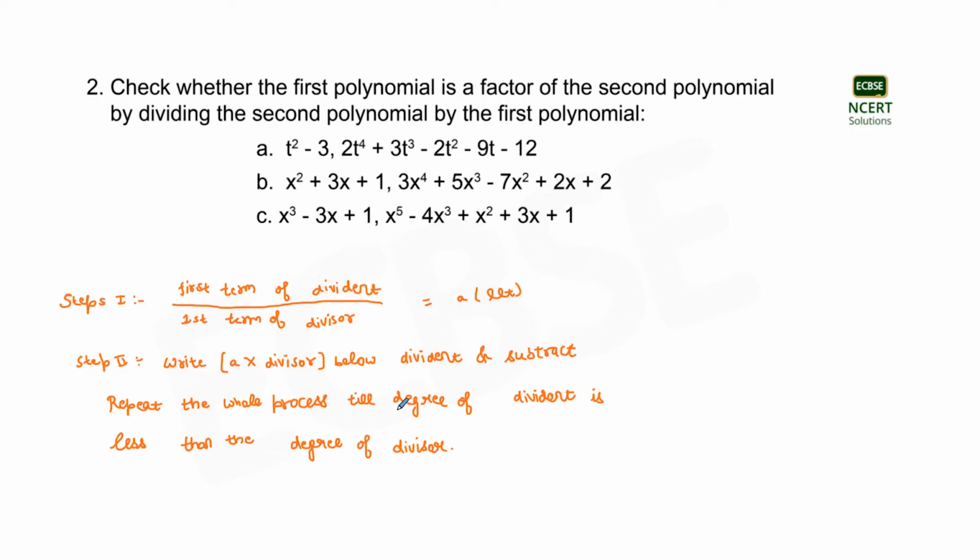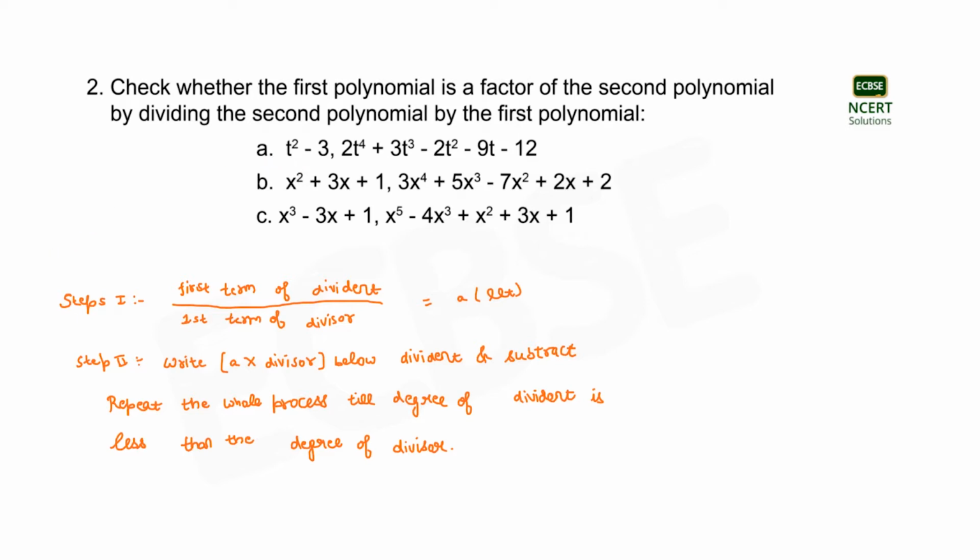Repeat the whole process till the degree of the dividend is less than the degree of the divisor. What it means is that if the degree of the dividend is greater than the degree of the divisor, we again need to repeat steps 1 and 2 and check whether the degree of the dividend comes out to be less than the degree of the divisor. If yes, then we terminate over here and the obtained term will be the remainder. And if not, then again we need to repeat steps 1 and 2. So this was all about the long division method.